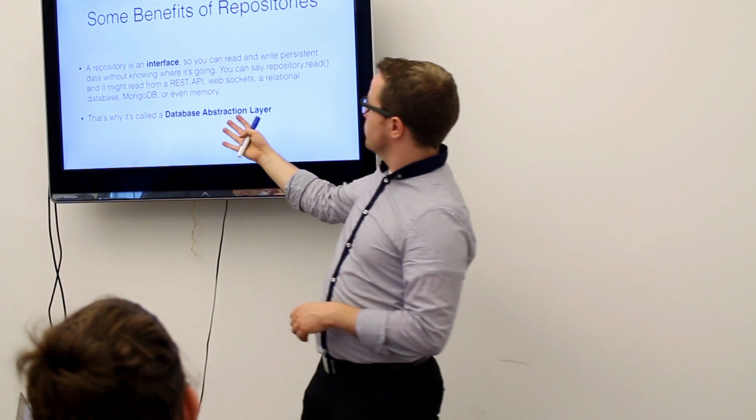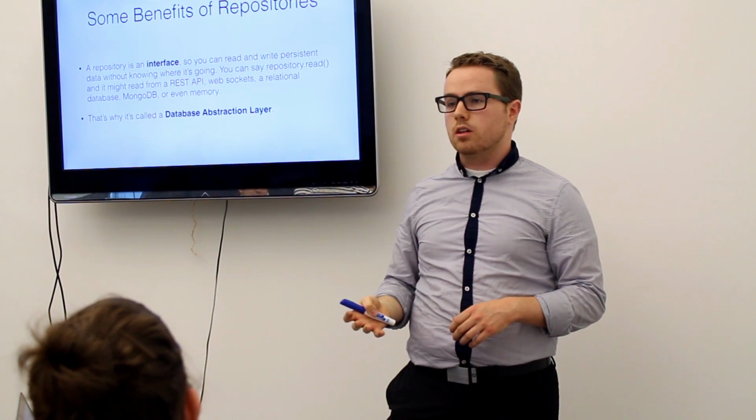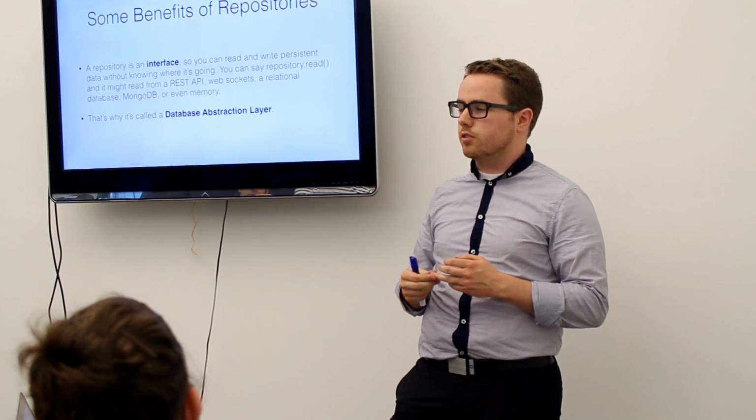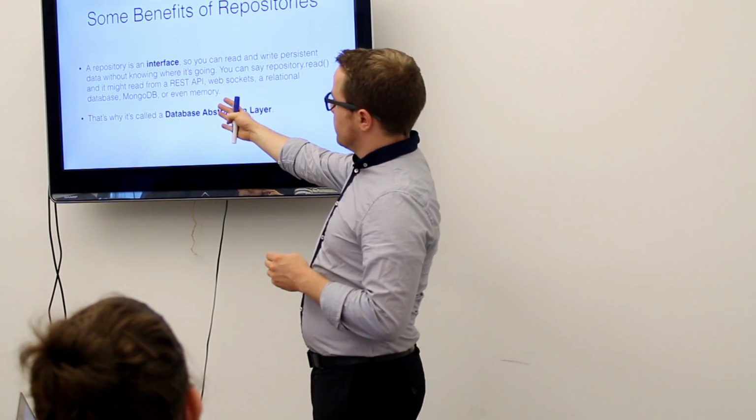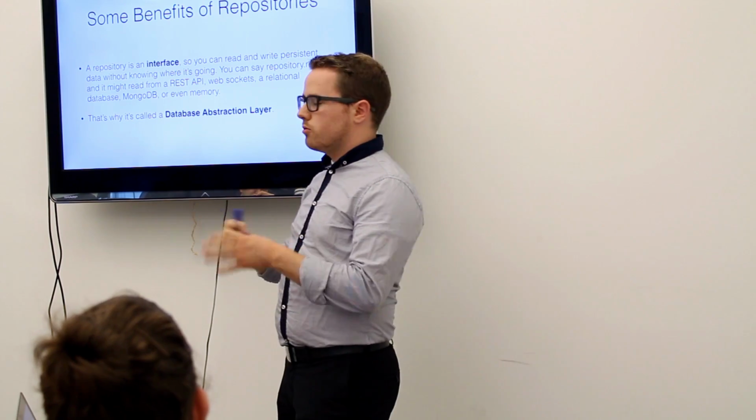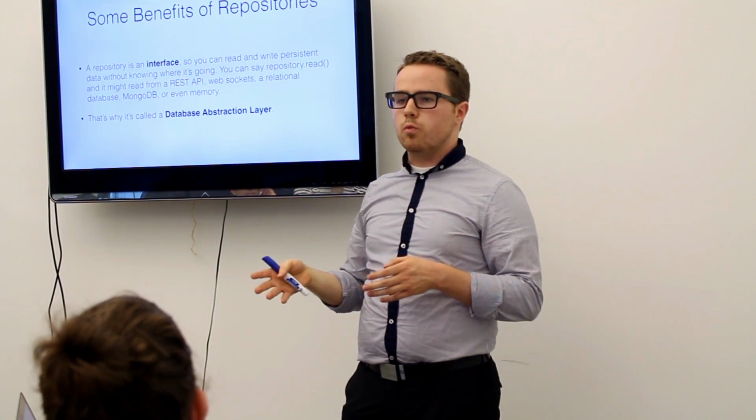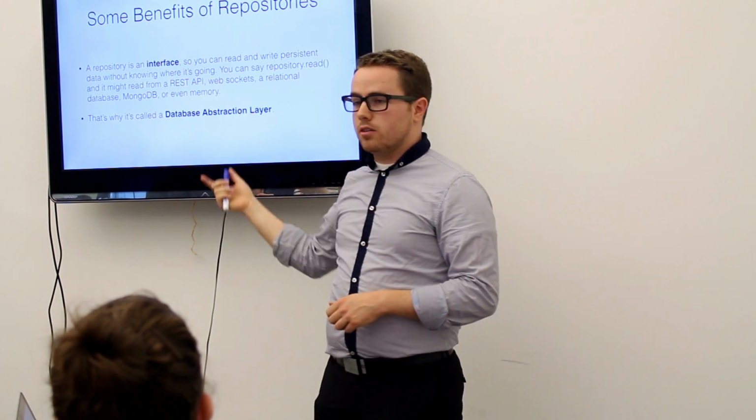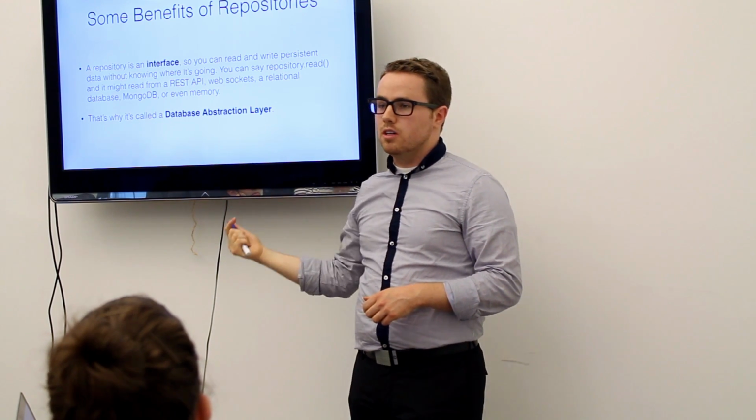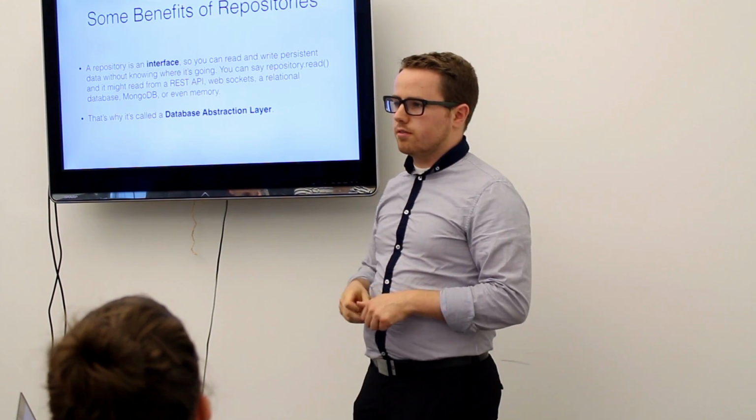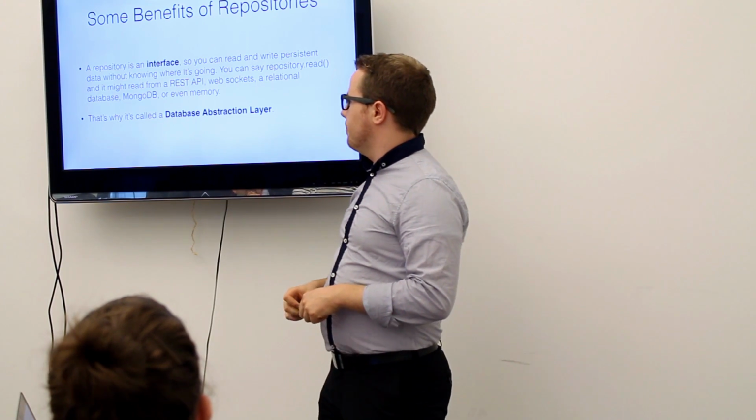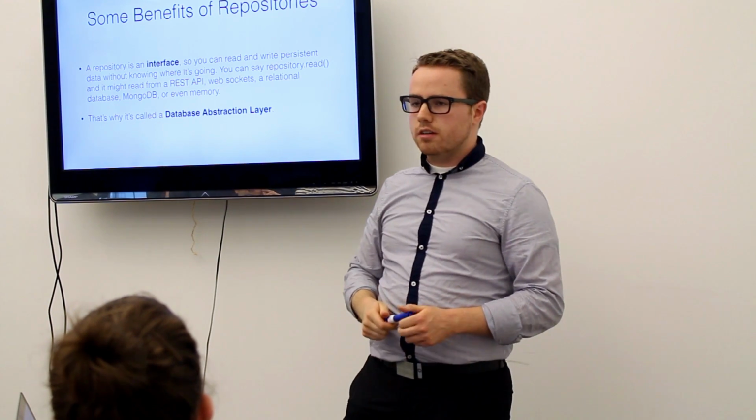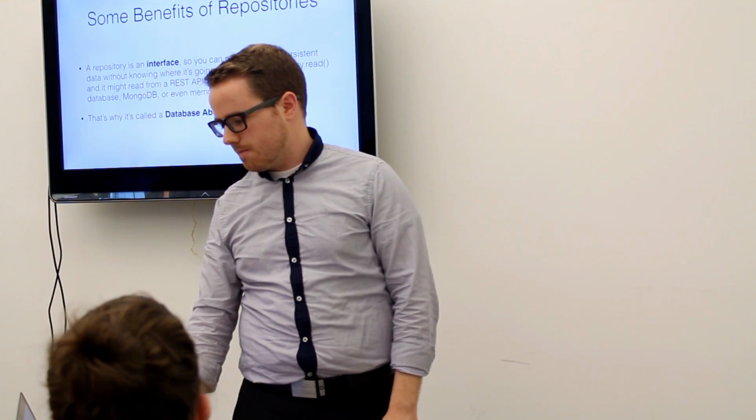So some of the benefits of using a repository, I know that especially with EasyBib Scholar, we want the logic to be really separated from the implementation. We don't want to be tied down to a particular kind of database or something. So a repository is an interface, so you can read and write data using a repository without really knowing where that data is coming from or where it's going. And so it might be talking to a REST API or WebSockets or a relational database or Mongo. It might just be storing it in memory in the case of a test mocking repository or something. But it doesn't really matter. You don't have to worry about it. So that's why it's called the database abstraction layer. It just allows you to think less about those things.